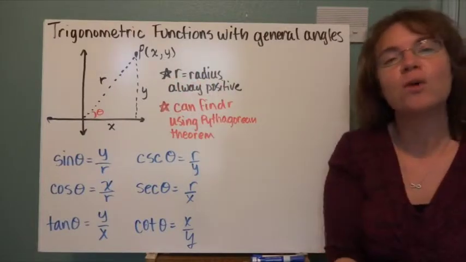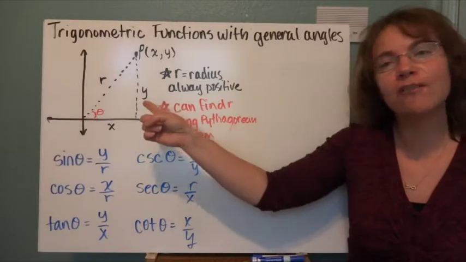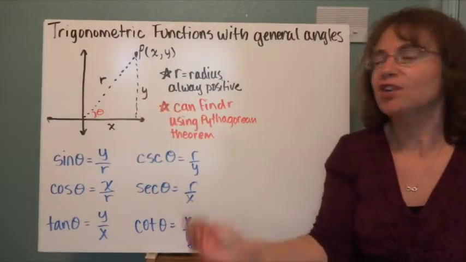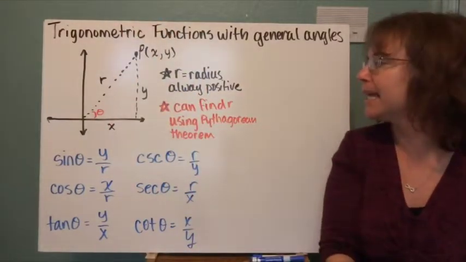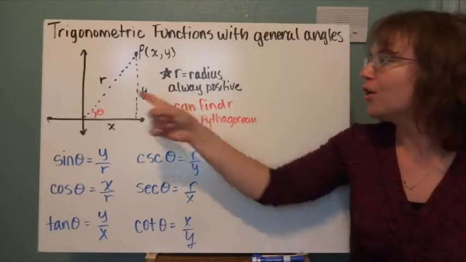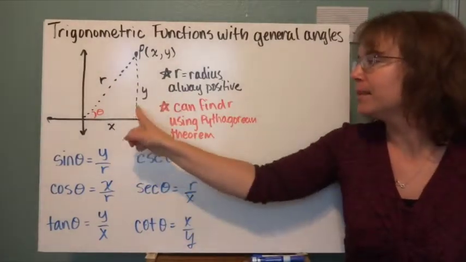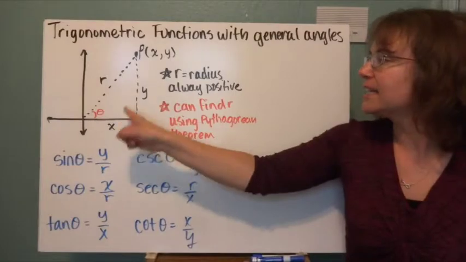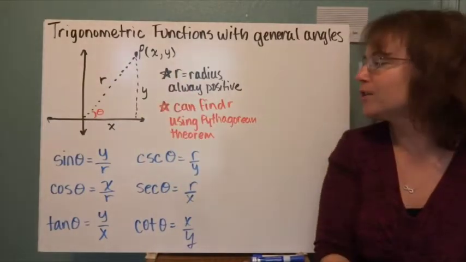The radius is always going to be positive. However, x and y are going to change as they go around the coordinate plane. You can find r by using the Pythagorean theorem. This is a right triangle. x squared plus y squared is equal to r squared.